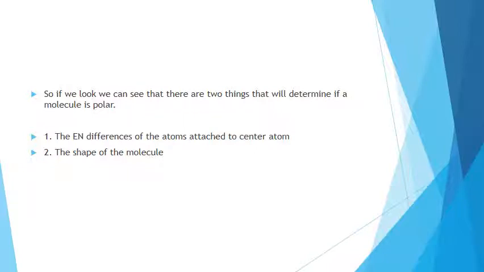So what determines polarity, and this is the really big thing, is there are two things that determine polarity. One is the electronegativity differences of the atoms attached to the center atom, and that's like in the first case of beryllium dihydride and the one with fluorine. Okay, they had the same shape but different atoms attached. And then the shape can make a difference. And this is like comparing water and beryllium dihydride, which had the same kind of atoms attached but have different shapes. Okay, so these are two things that determine polarity.